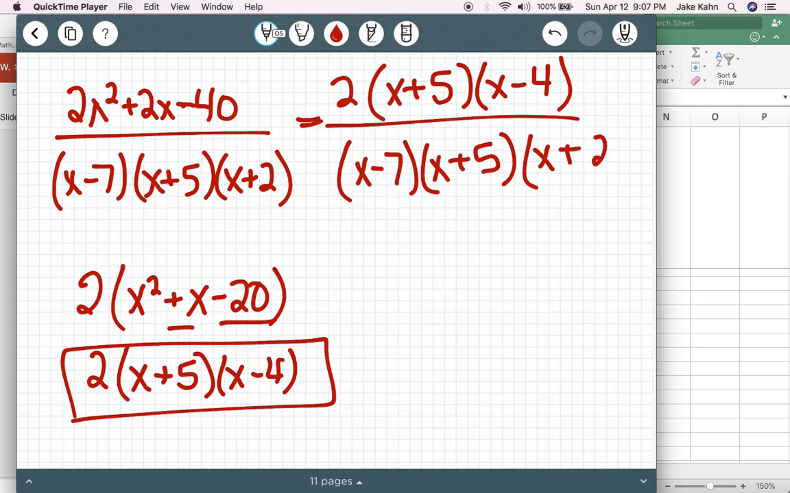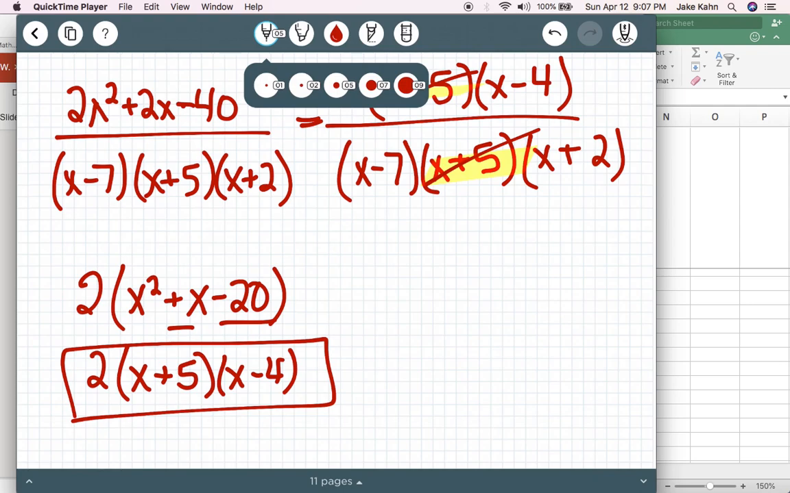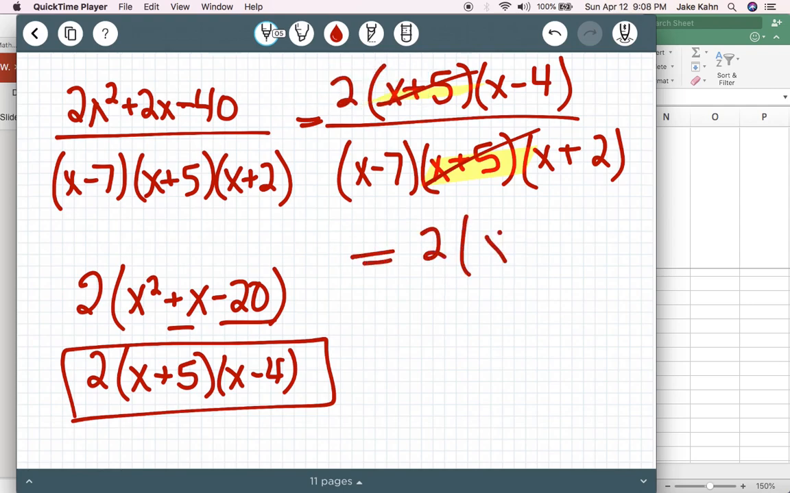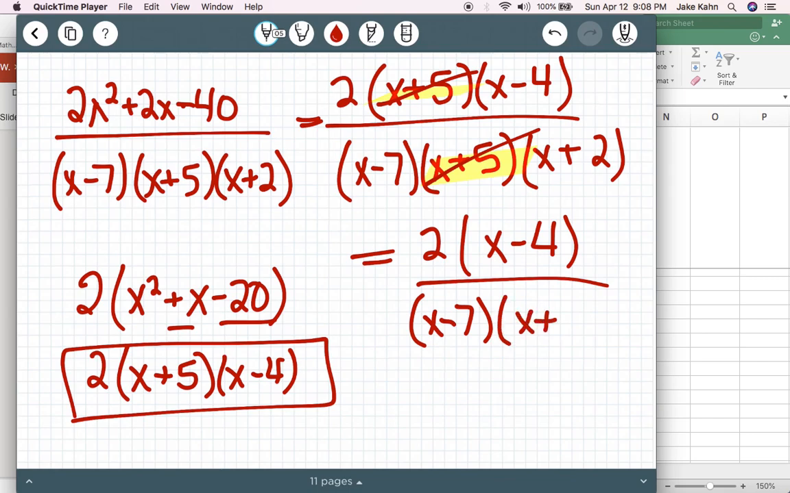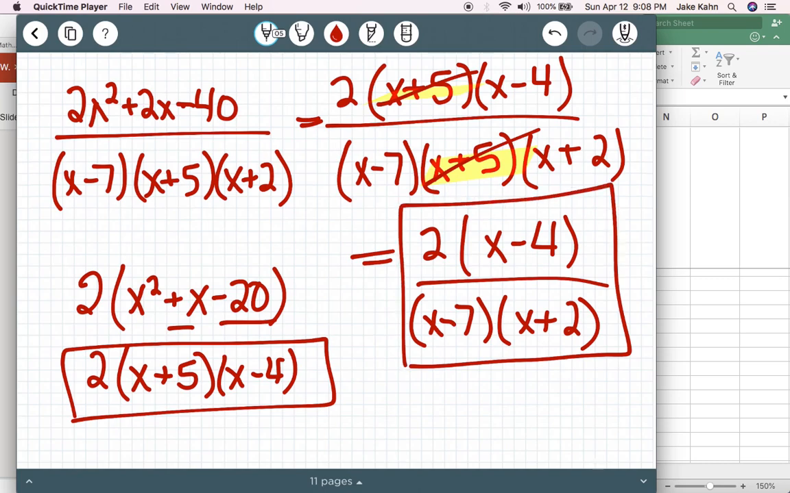Thankfully, something does cancel out here. We can see that x plus 5 appears on top and on bottom, so therefore we are canceling it out. Our final answer, I'm just going to write the same thing except without those x plus 5's, is 2 times x minus 4 over x minus 7 times x plus 2, and our x values cannot be equal to positive 7, negative 5, or negative 2.